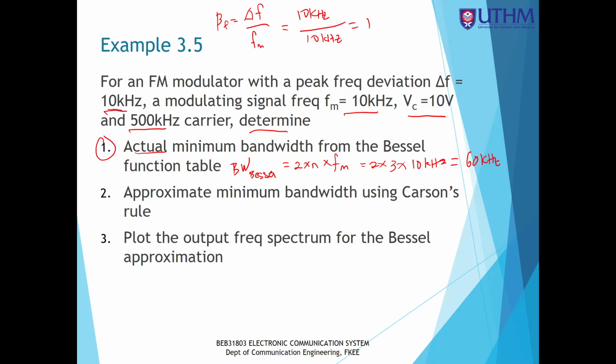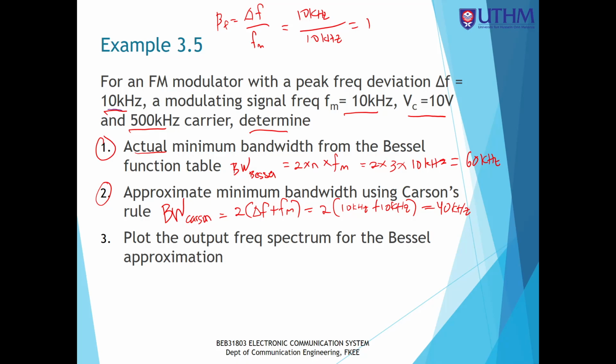Then find the approximate minimum bandwidth using Carson's rule, which is the bandwidth by Carson, equal to 2 times (delta F plus fm). So this is equal to 2 times (10 kilohertz plus 10 kilohertz). So 20 times 2 becomes 40 kilohertz.